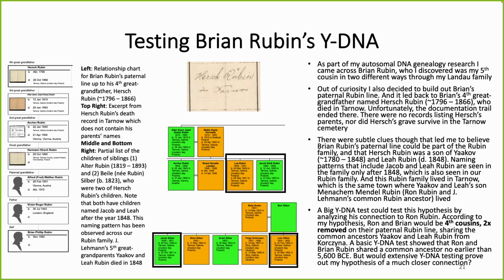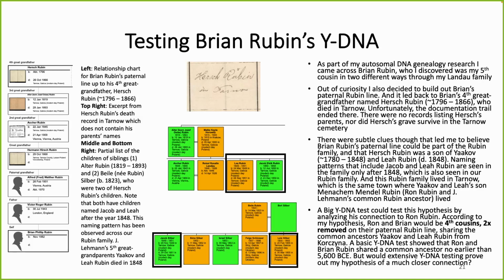And so, according to my hypothesis, Ron and Brian, so Brian Rubin, again, is this brother of Dave who I connected with in Minneapolis, I believe they were fourth cousin two times removed. That's a really distant connection. But in the world of Y DNA, that's not so distant. We were talking about 500 years ago. So my hypothesis is that they would be from the same paternal line.